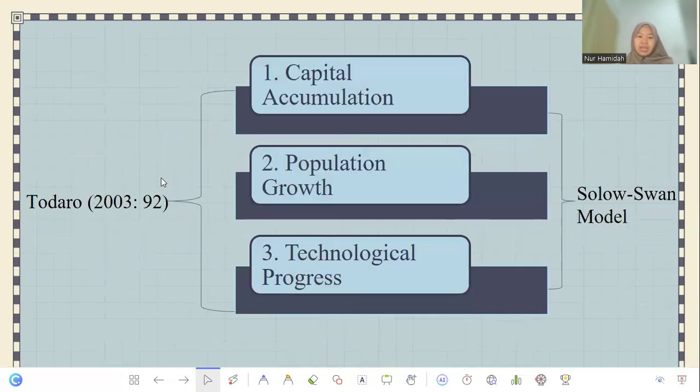According to Tudor, economic growth has three factors: capital accumulation, population growth, and technological progress. The three factors that influence economic growth are called the Solow-Swan model.